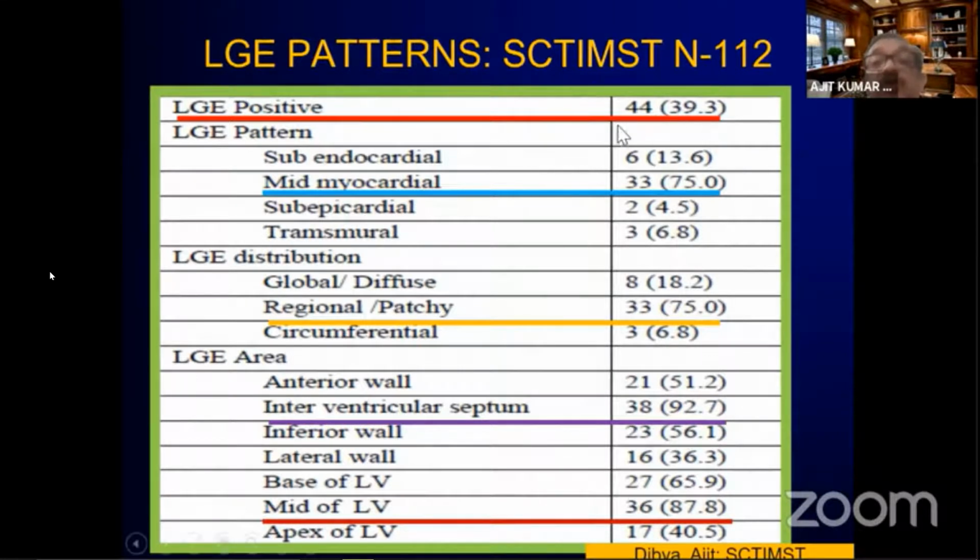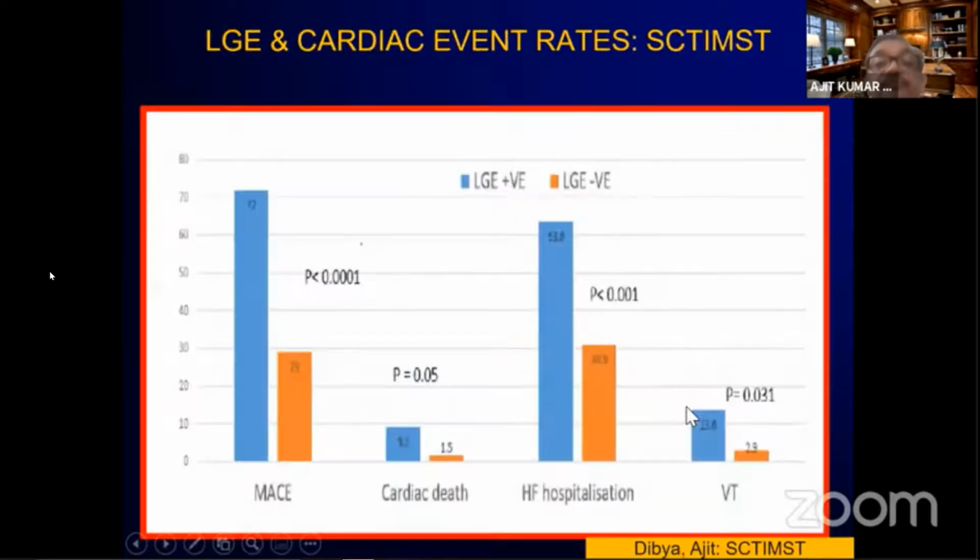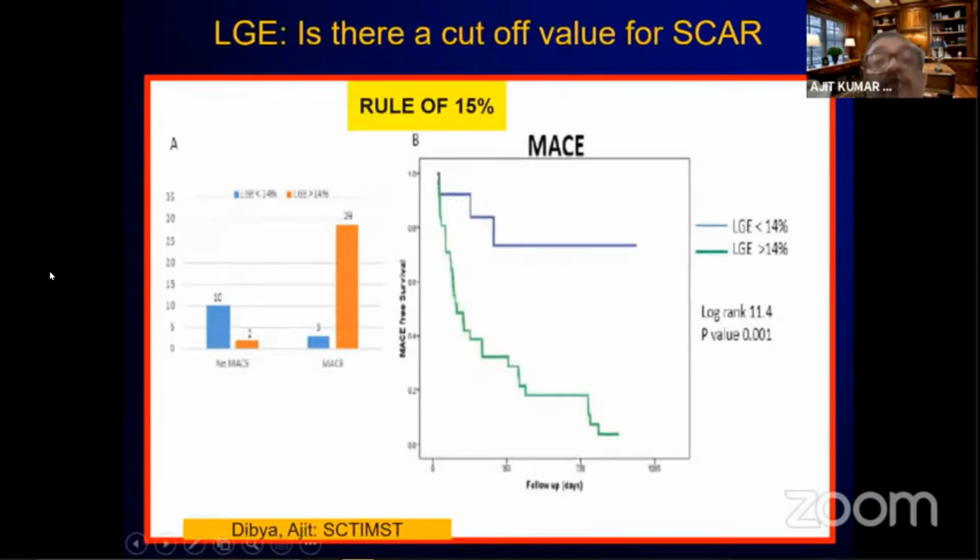LG was positive overall in only 44%, mind you, in 40%, and was seen in the septum in 90% of the time. The MACE, cardiac death, heart failure hospitalization, and VT was seen in LG positive patients primarily and predominantly. And when you applied the quantum of LG, the rule of 15% applied: in people who had more than 15% of LG quantum, the MACE was significantly increased.